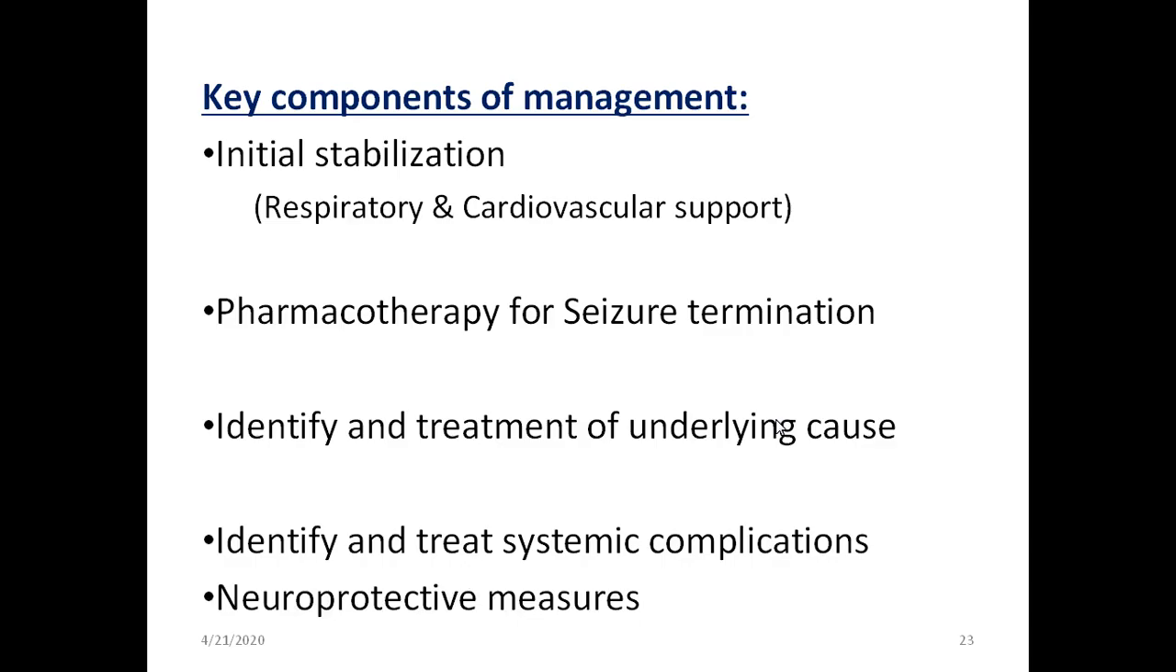So these are the 5 important categories of management of status epilepticus, which include initial stabilization, drug therapy for termination of seizure, the pharmacotherapy which includes emergent and urgent medication, identifying and treating the underlying cause, identifying and treating systemic complications, and neuroprotective measures.